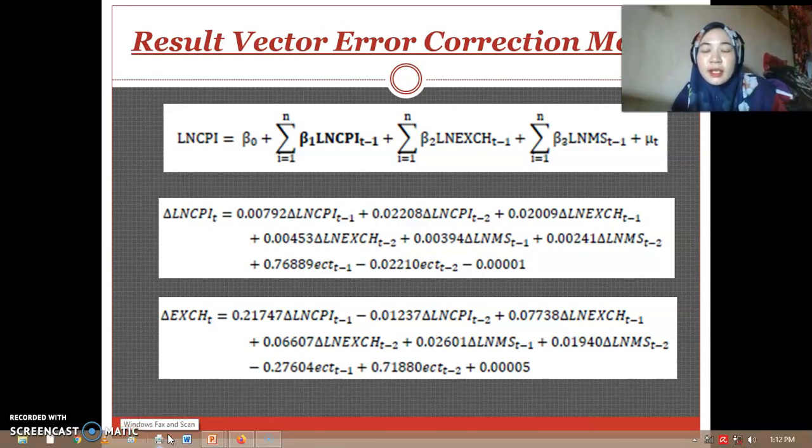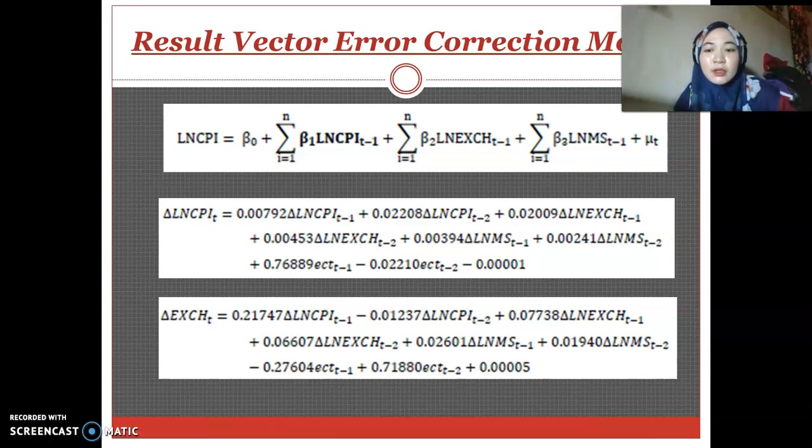Next, for my vector error correction model, I obtain three models, which represent my three variables: consumer price index, exchange rate, and money supply. For the first model, consumer price index, it shows that exchange rate gives a positive effect as much as 2% and 0.04%, while money supply gives 0.3% and 0.2%.